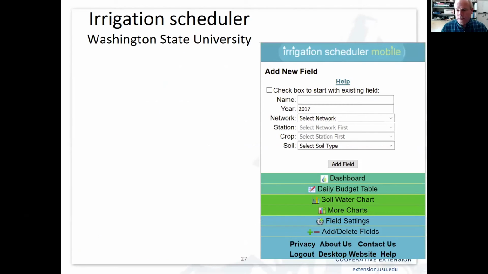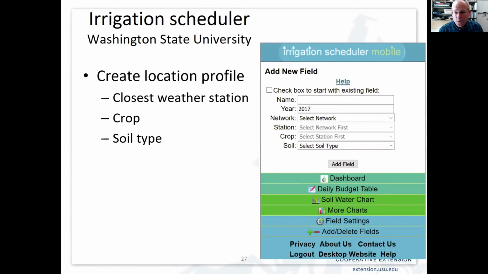Now that I've given you the hard answer, let me give you the easy answer. There's a new mobile app that's available for your phone. This was developed by Washington State University. It's called the Irrigation Scheduler. If you go on your Play Store or your Apple Store or whatever, they've got this available. You can download it for free onto your phone. If you don't have a smartphone, you can actually download it to your computer, and it's freely available.